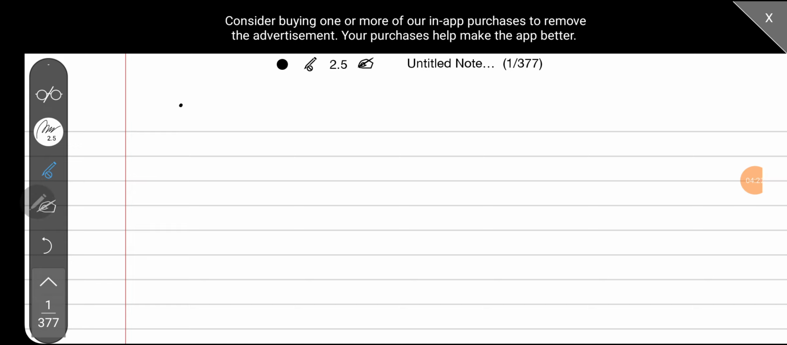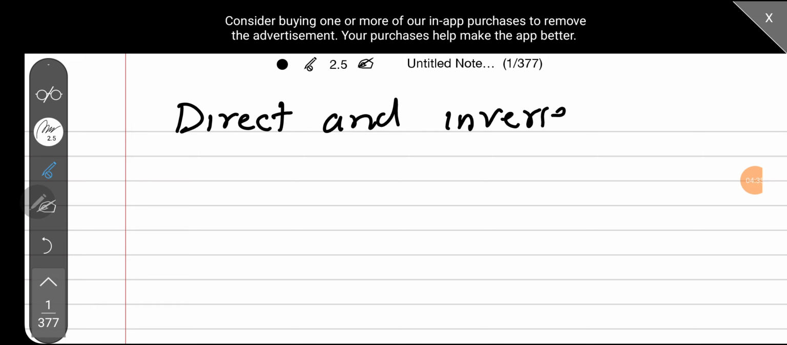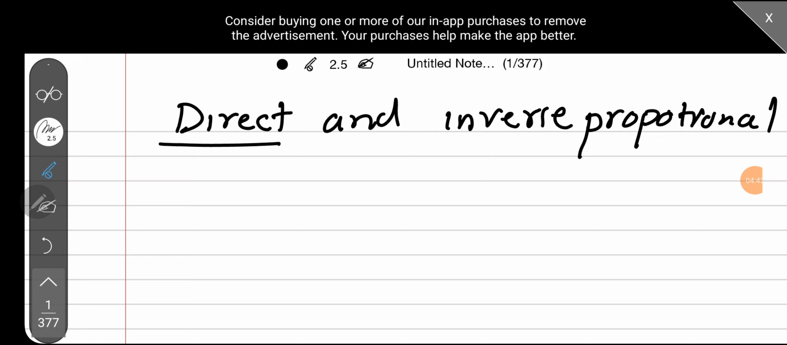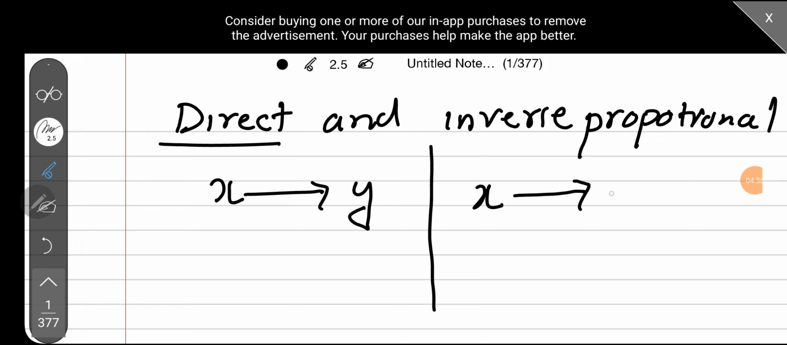Now direct and inverse proportion. What is direct proportion? In direct proportion, if we increase x, y increases. And in inverse proportion, if we increase x, y decreases. So this is inverse and direct proportion.